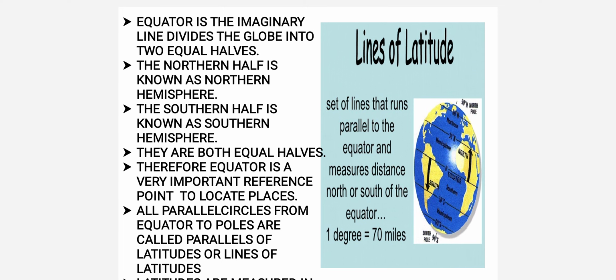All the circles from the equator up to the poles are called parallels of latitude or latitudes. Okay, lines of latitude we can call them. These latitudes are measured in degrees. In which way are they measured, children? They are measured in degrees. So the equator is 0 degrees latitude. Equator is 0 degrees latitude, children.